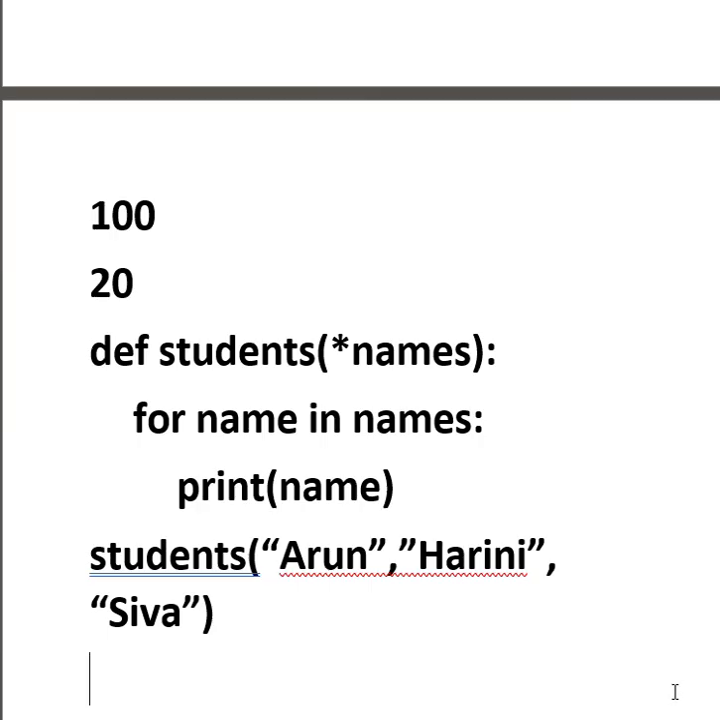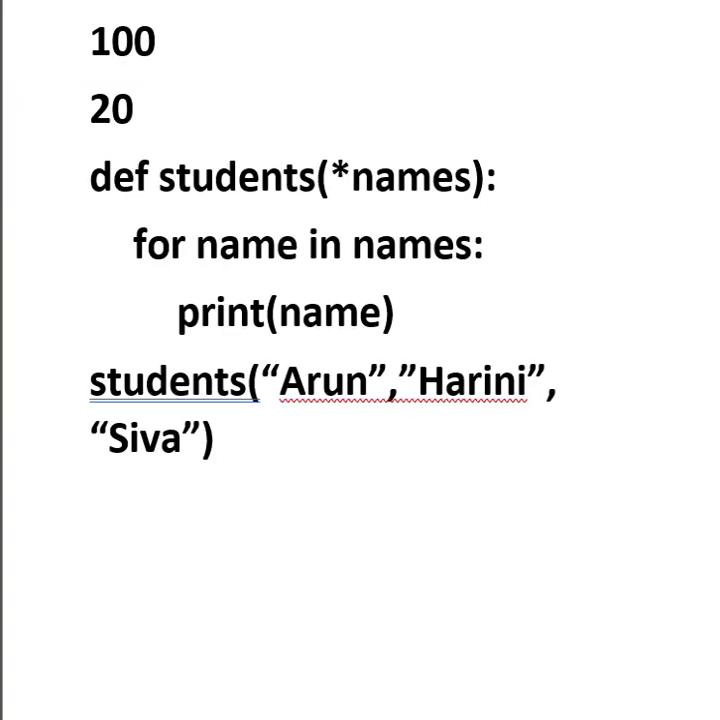Okay. What will be the output for these? Arun, Harini, Shiva. These are the examples for positional arguments, variable length positional arguments. Next we are going to see variable length keyword arguments.